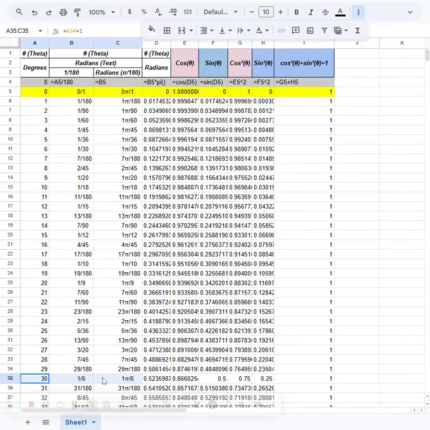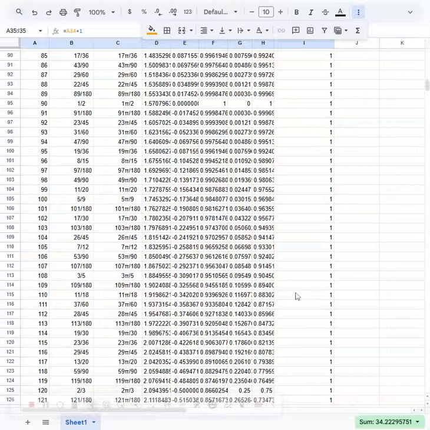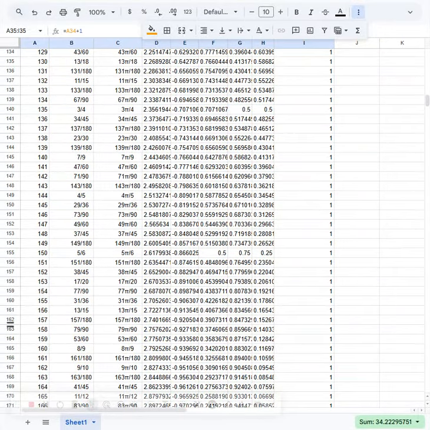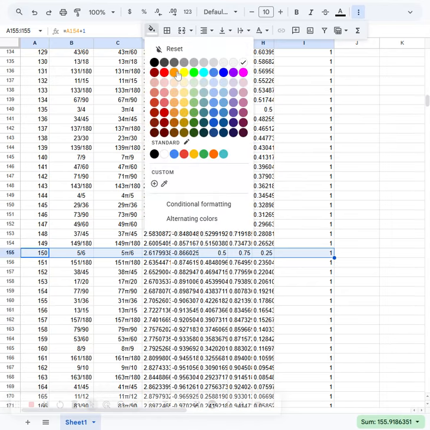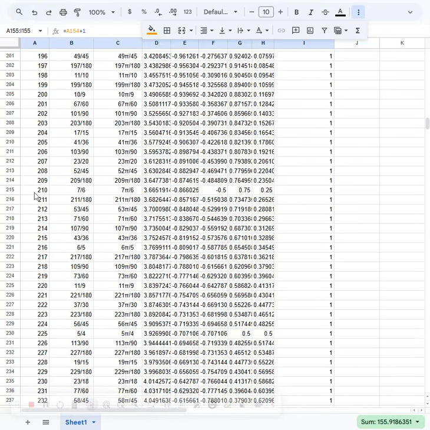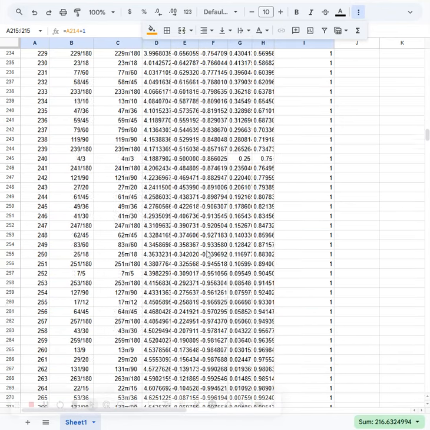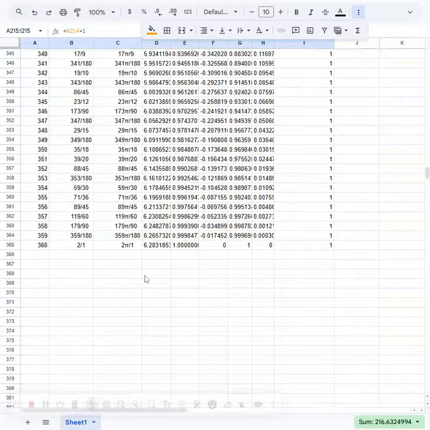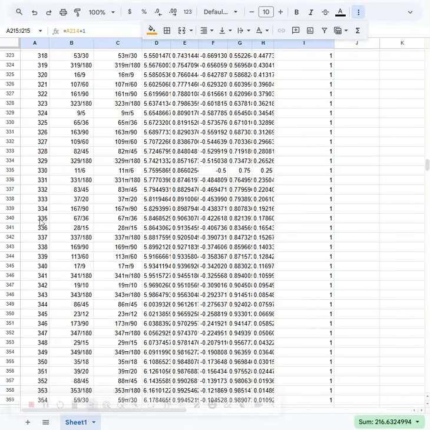30 degrees. Pi over 6. Pi over 6, and again, the little bucket, orange. Pi over 6 and 5 pi over 6, which is 150 degrees. 5 pi over 6 and 7 pi over 6, which is 210 degrees. 7 pi over 6 and 11 pi over 6, which is 330 degrees. 330 degrees, and that's 11 pi over 6.